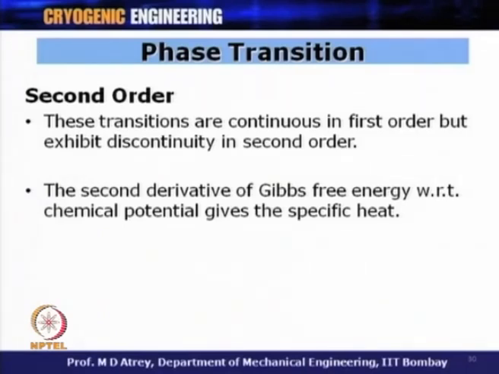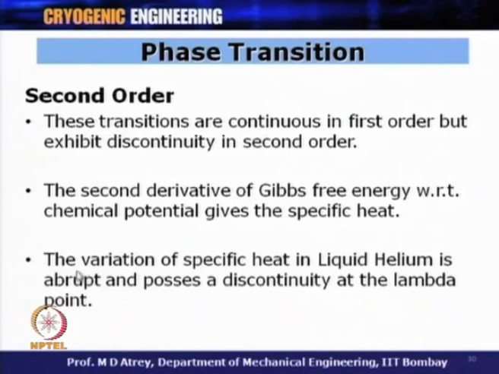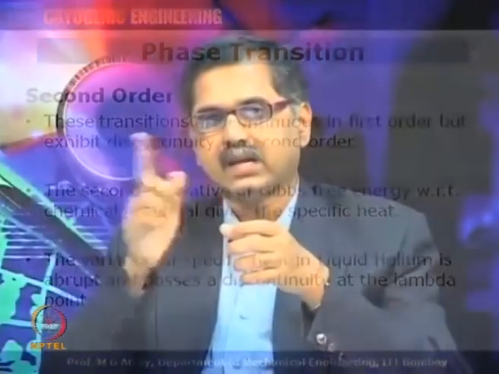If I differentiate the Gibbs free energy, the equation of which I had given earlier, the second derivative of this energy is nothing but specific heat. In the first derivative, what I had got was density. In the second order phase transition, what I get is specific heat, and this variation of specific heat in liquid helium is abrupt and possesses a discontinuity at the lambda point. So, what we see in helium 1 and helium 2 is that the specific heat changes drastically, because it is a second order phase transition.